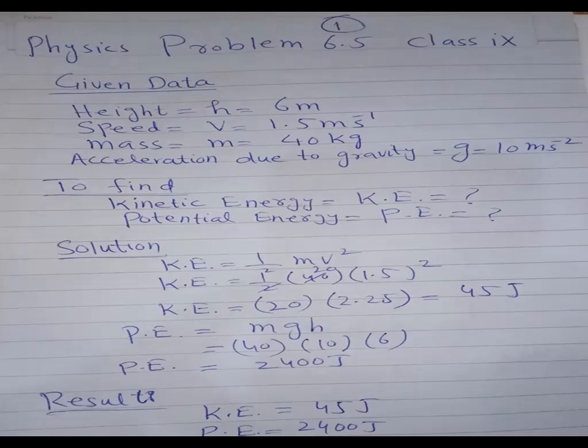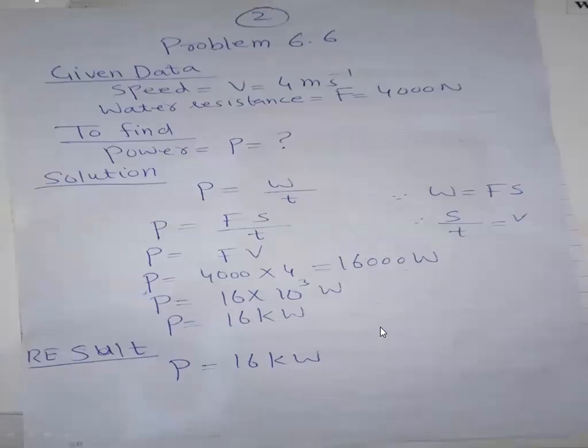Now I'm moving towards the 6.6 numerical. I read the statement first for you. A motorboat moves at a steady speed of 4 meters per second. Water resistance acting on it is 4,000 Newton. Calculate the power of its engine.